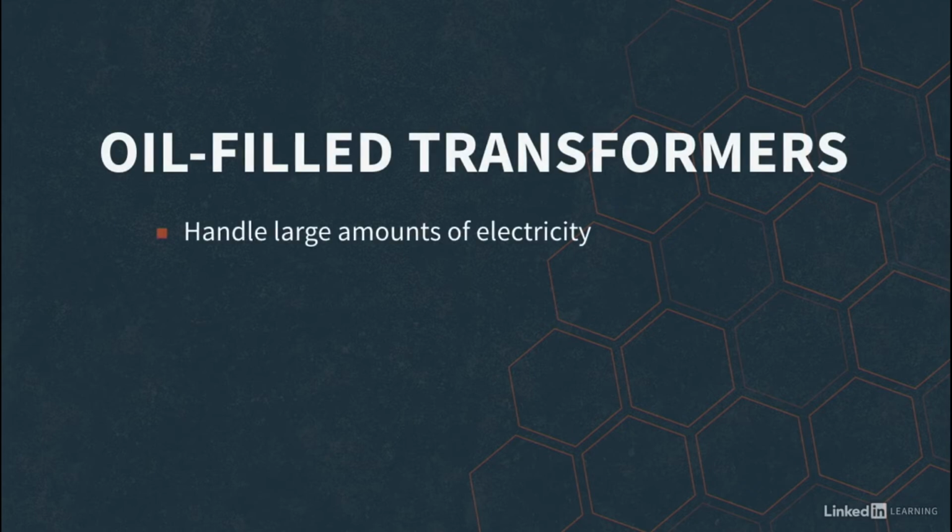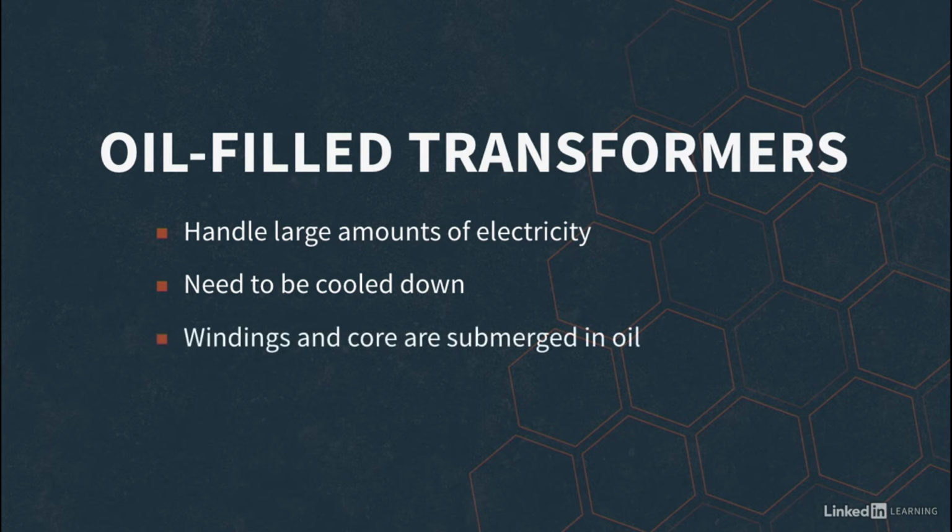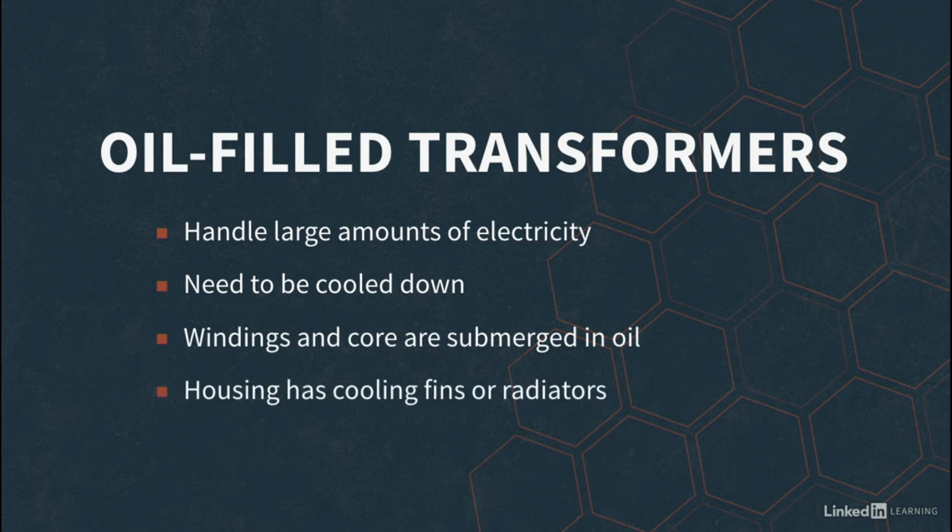Transformers that can handle large amounts of electricity for distribution from multiple buildings and factories often become warm because of the large amount of electricity they are using and need to be cooled using liquid such as oil. These are called oil-filled transformers. In an oil-filled transformer, the windings and core are submerged completely in the cooling oil. The housing or casing of the transformer usually has cooling fins or some other mechanism for the warm oil to come in contact with a large surface area that can be cooled externally, similar to a radiator.